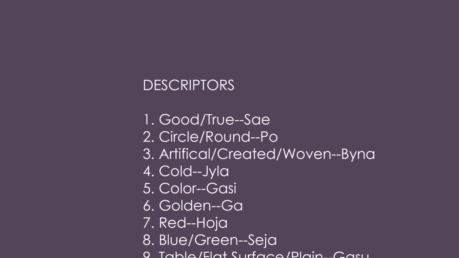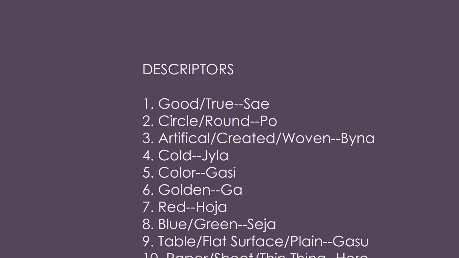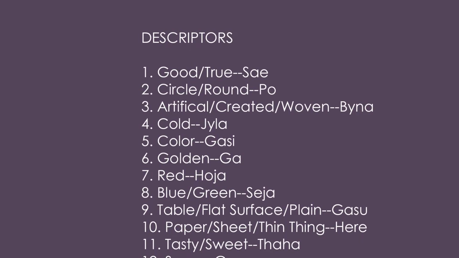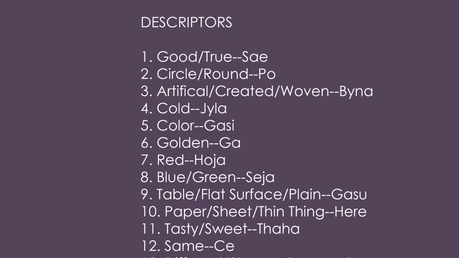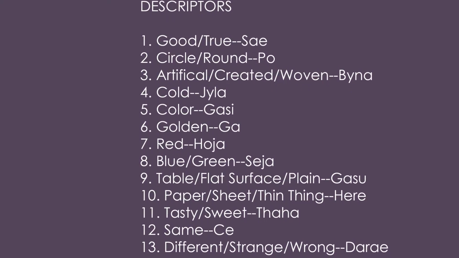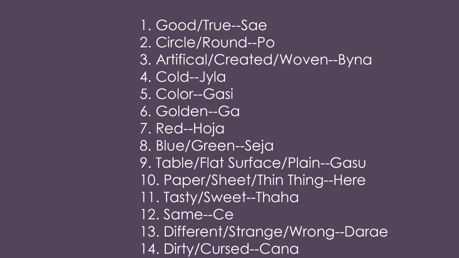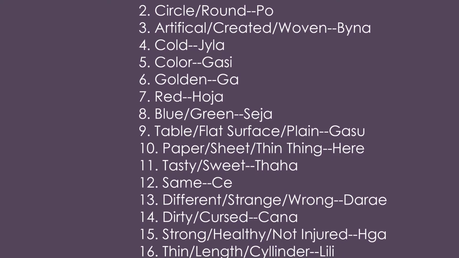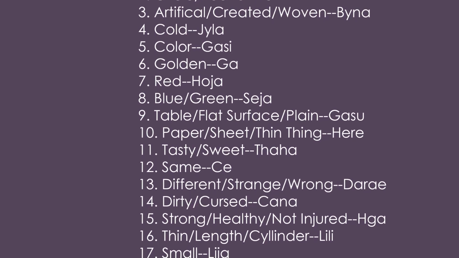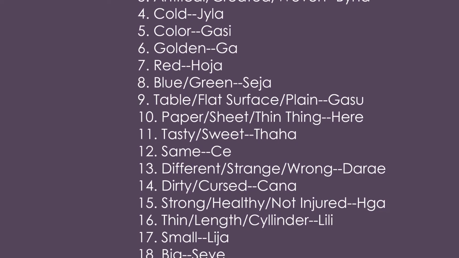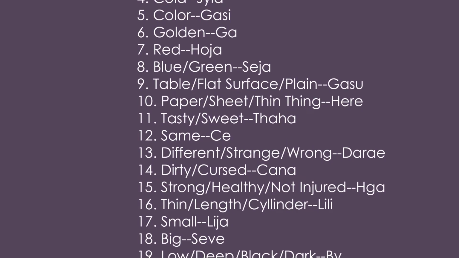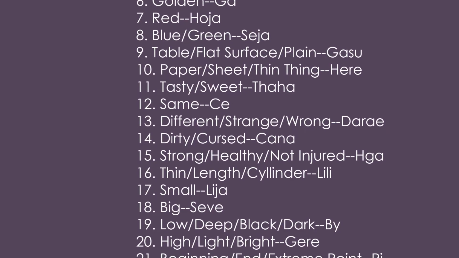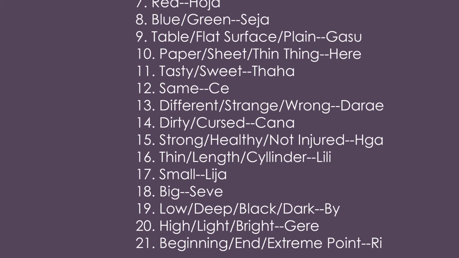Good, true, say, circular, round, pull, artificial, created, woven, thaina, cold, yala, color, gasi, golden, ga, red, hoya, blue or green, seya, table, flat, surface, plain, gasu, paper, sheet, thin thing, here, tasty, sweet, thaha, same, ke, different, strange or wrong, dare, dirty or cursed.